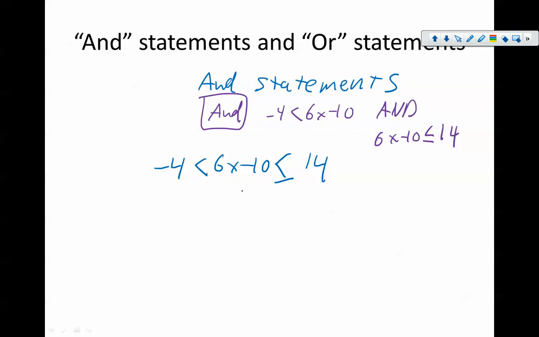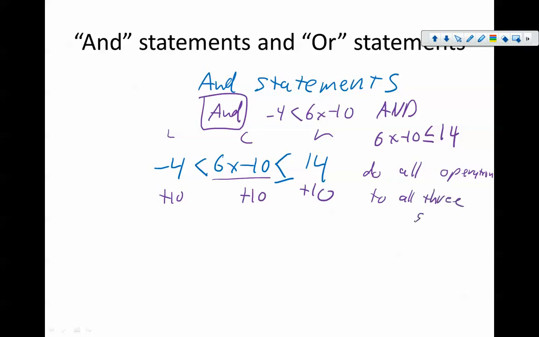So we can solve this. Again, we're trying to get the x by itself in the middle. And the methods are the same. It's just, notice that there's 3 sides, right? There's a left, a center, and a right, whereas normally there's just a left and a right. What you're going to do to solve is everything you do, you're going to do to all 3 sides. So do all operations to all 3 sides.